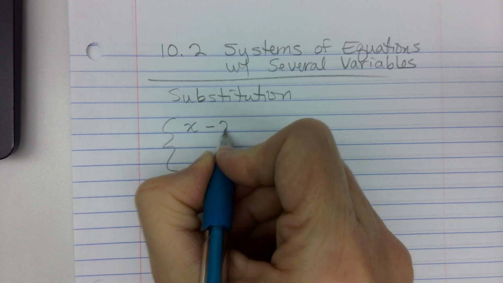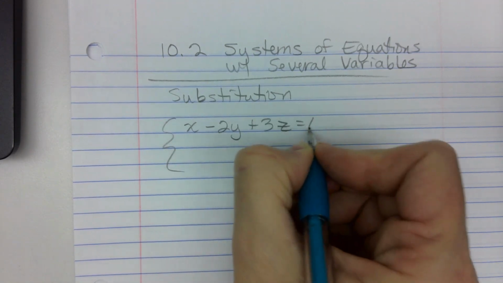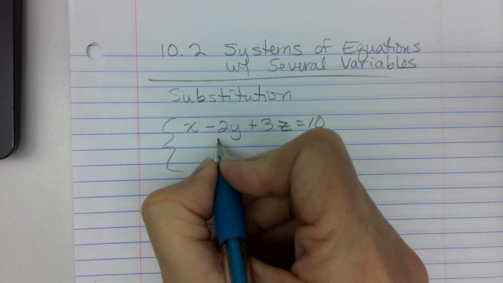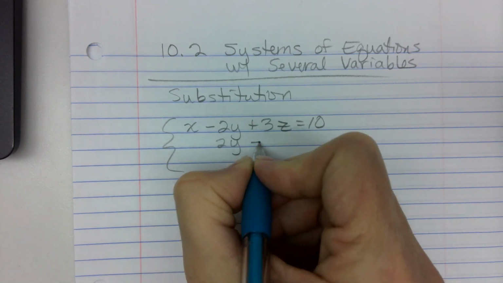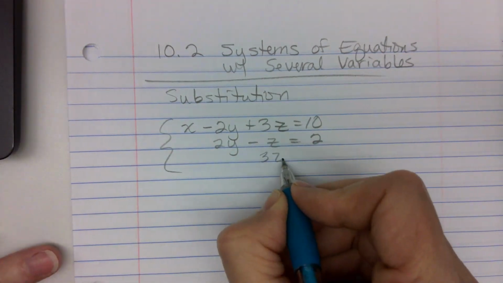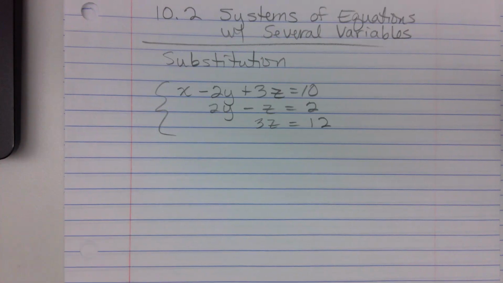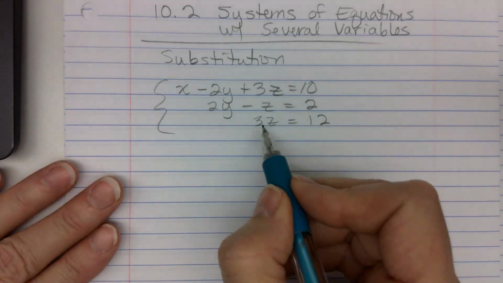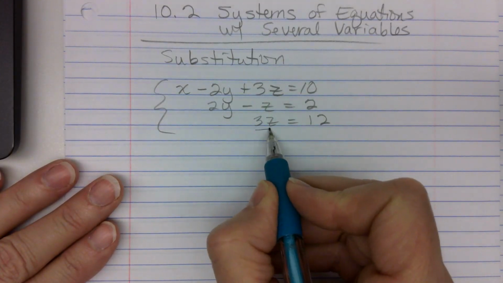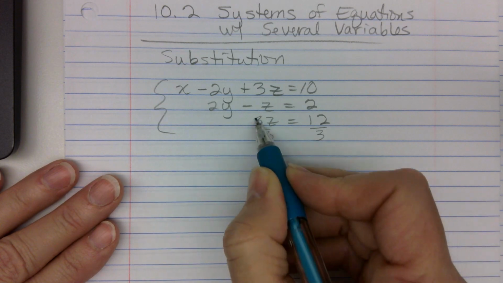x minus 2y plus 3z equals 10. 2y minus z equals 2. And 3z equals 12. Somebody walk me through this one. First of all, why does it make sense for substitution to work? The z is by itself. We simply divide both sides by 3, and we have z already. What is it? 4.